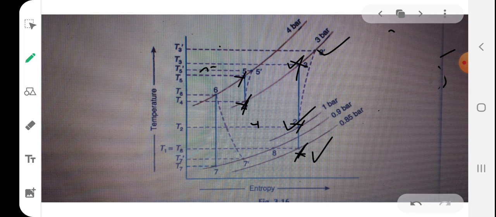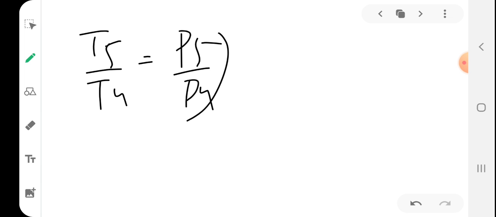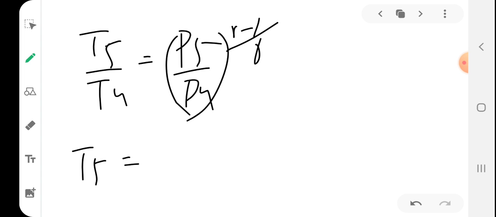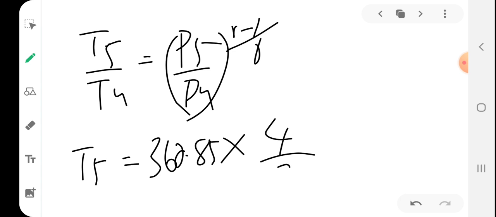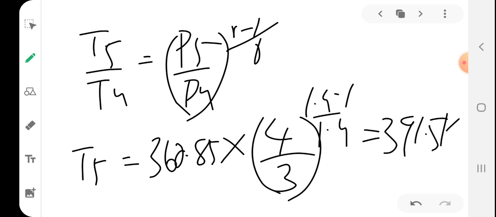So 4 to 5 is isentropic compression, and the actual compression is adiabatic. Ideal is isentropic. So here you can write T5 by T4 equal to (P5 by P4) to the power (gamma minus 1) by gamma. So T5 equal to T4, which is 360.85, into (P5 is 4, P4 is 3) to the power (1.4 minus 1) by 1.4, and this value will be 391.5 Kelvin.